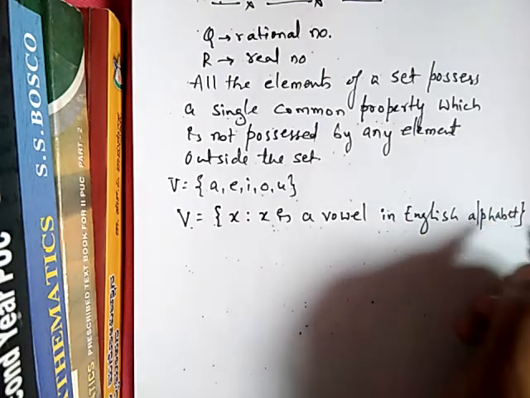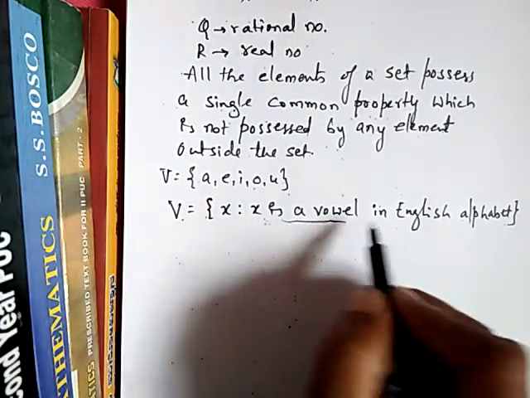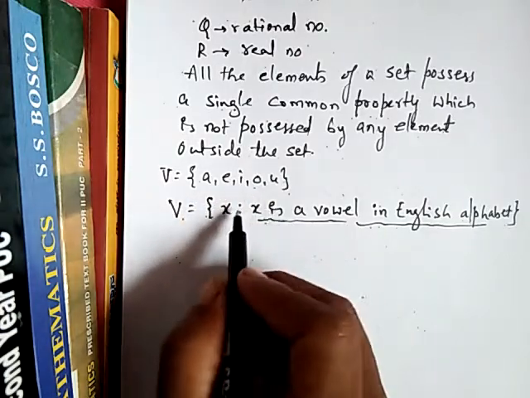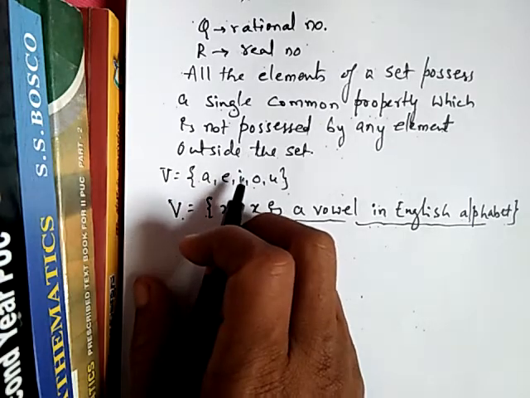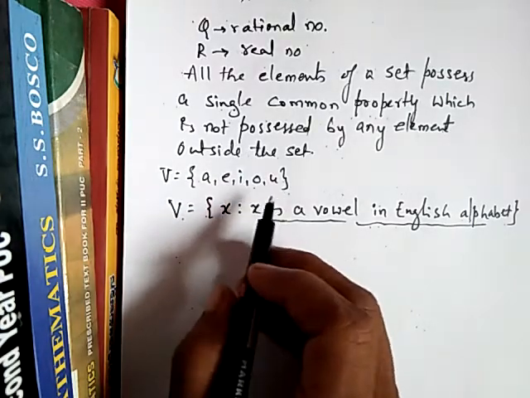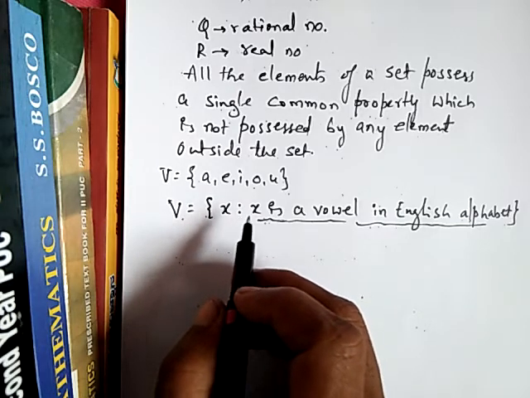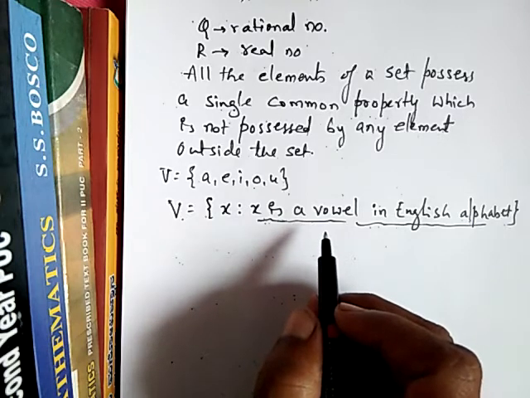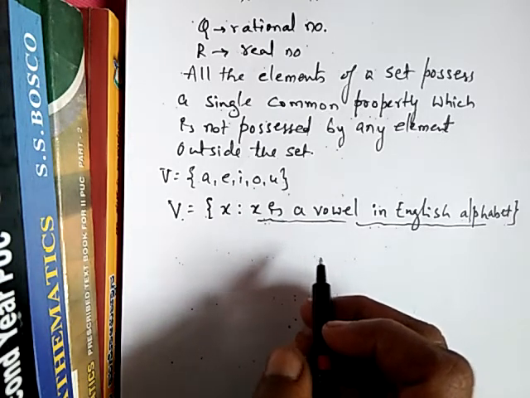Okay, so see here, this property, X is a vowel in the English alphabet, is possessed by all the elements. No other element can be written except these 5 members A, E, I, O, U. You can't write any other English alphabet, right? So here it possesses one common property or some rule. Like that you can write it down.